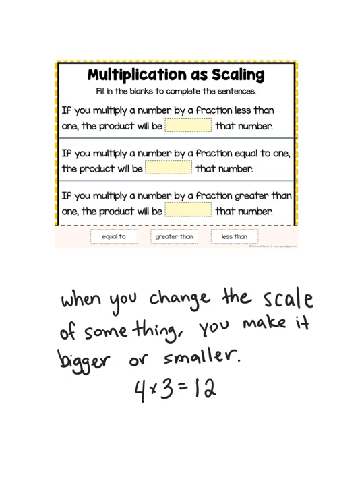So for example, 4 groups of 3 gives us 12. Our product or our answer is bigger than either of our two factors. Our two factors are 4 and 3, and you can see the product is bigger than both of those factors. When we multiply fractions, though, things start to get a little funky. And until you get used to it, it can be confusing. So let's look at how multiplying fractions changes the scale of the product or the answer.